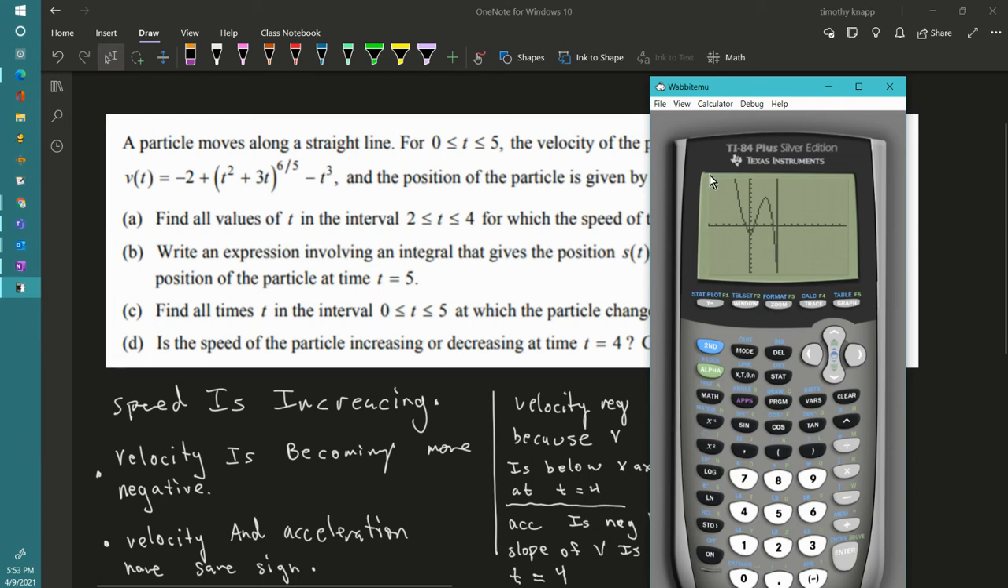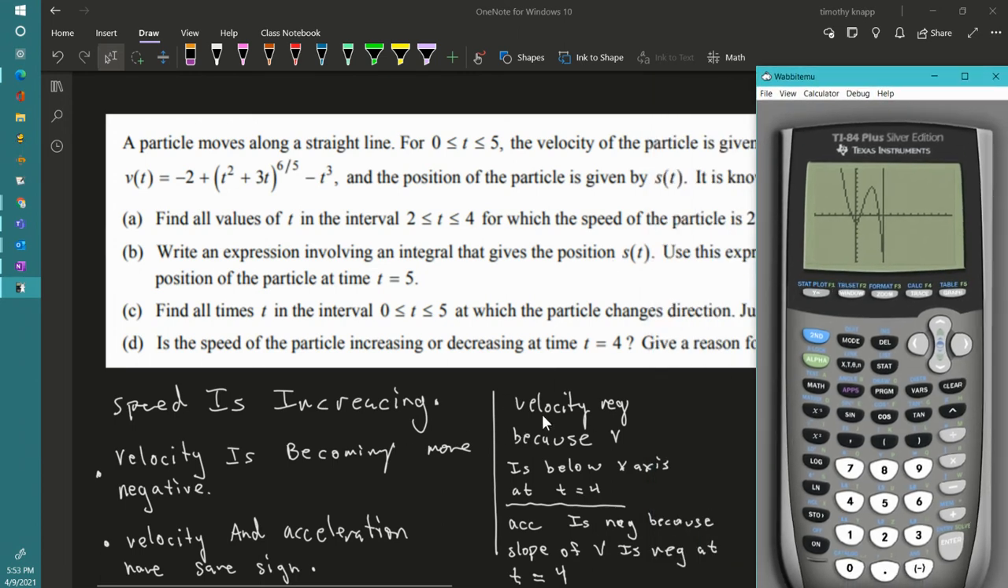All right. Another way of thinking about it is, look, the velocity is negative because v is below the x-axis, right? And the acceleration is negative because the slope of v is negative, right? So notice the slope of v. Because remember, if I take the slope of this function, then I'm basically talking about the first derivative. And what's the derivative of the velocity? It's going to give us the acceleration function.